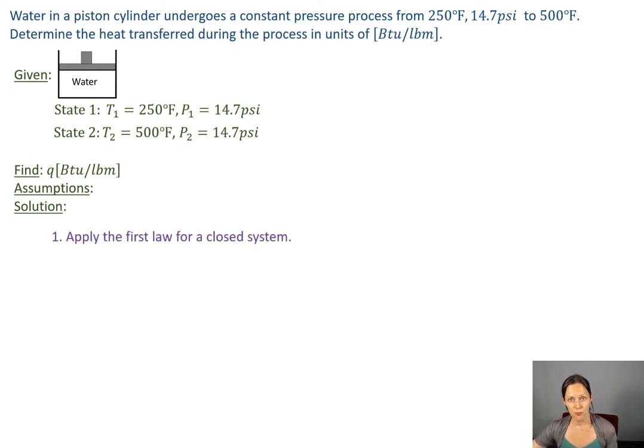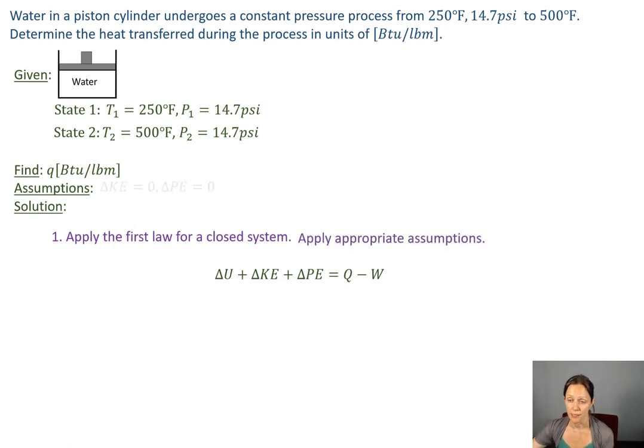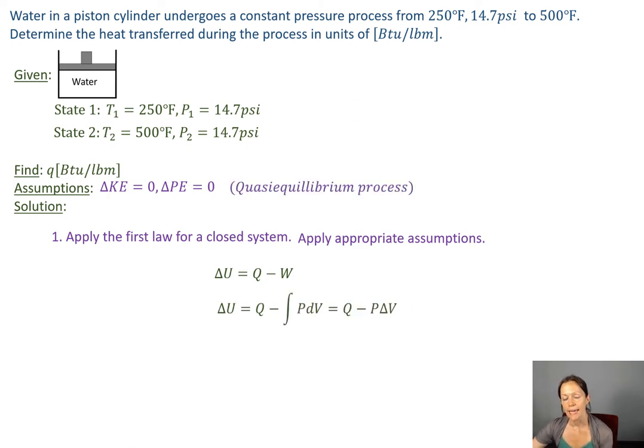So first things first, let's go ahead and apply our first law for a closed system. Go ahead and apply any appropriate assumptions, which would be delta kinetic energy and delta potential energy being equal to 0. Got a nice little bit more simplified equation. And if I model this as a quasi-equilibrium process, I can use the integral of PdV to approximate boundary work. And because I have a constant pressure process, that P comes out of the integral, and the boundary work is just P delta V. And now if I just move things around a little bit, I get Q is equal to delta U plus P delta V, and that's just equal to delta H.